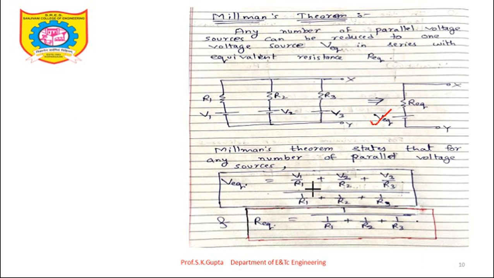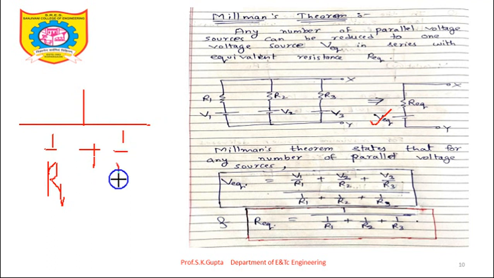Then our R equivalent is given by 1 upon 1 by R1 plus 1 by R2 plus 1 by R3, and if there are 4-5 sources, then also you can expand this formula. So this is the formula for R equivalent.